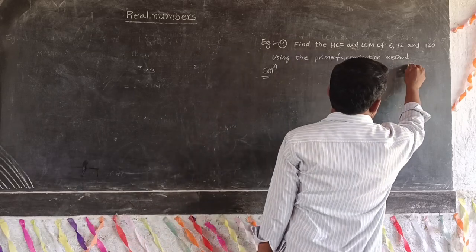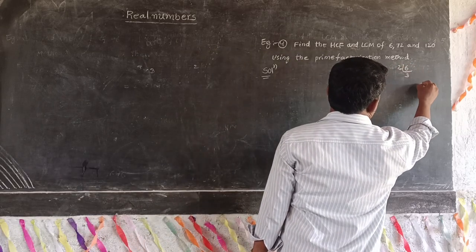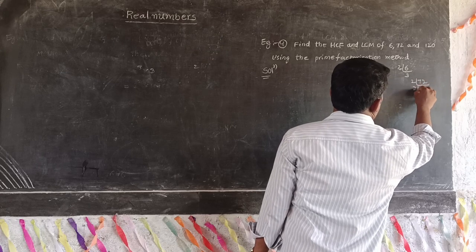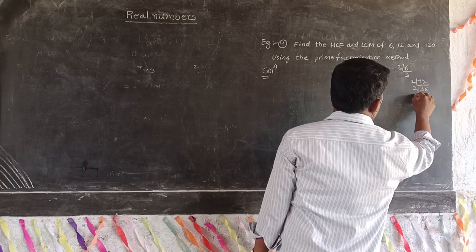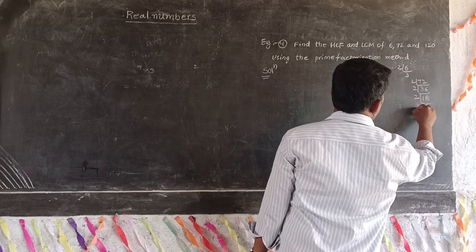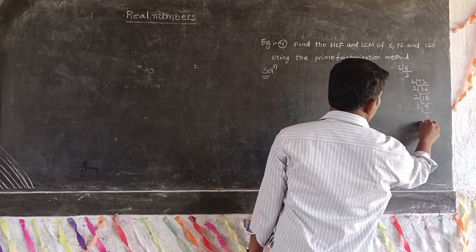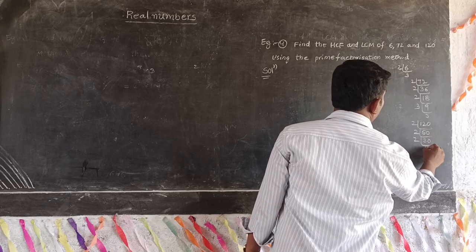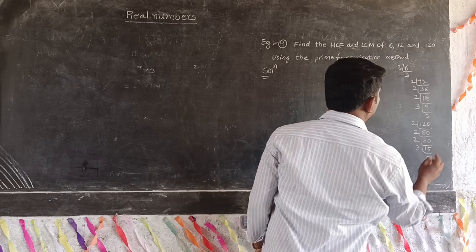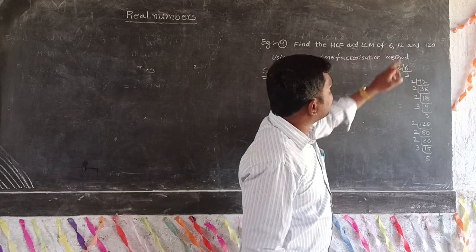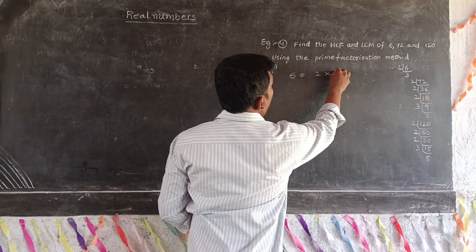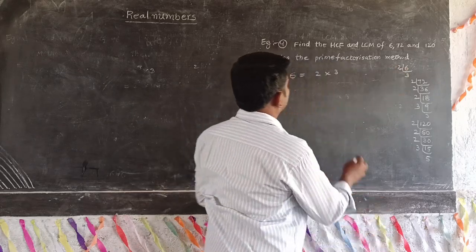6: 2 3s are 6. 72: 2 36s, 2 18s, 2 9s, 3 3s. Next 120: 2 60s, 2 30s, 2 15s, 3 5s. So 6 equals 2 into 3.